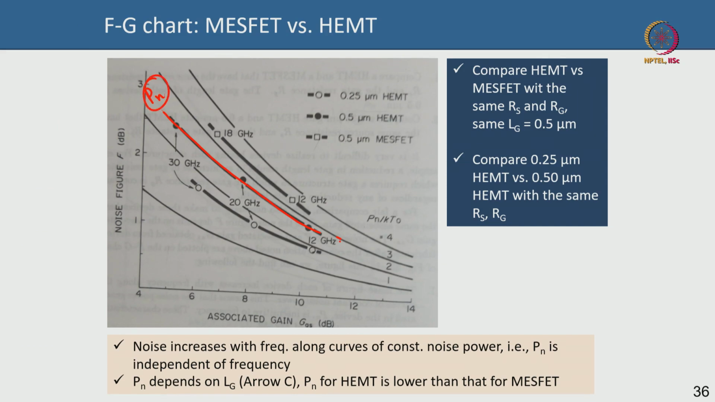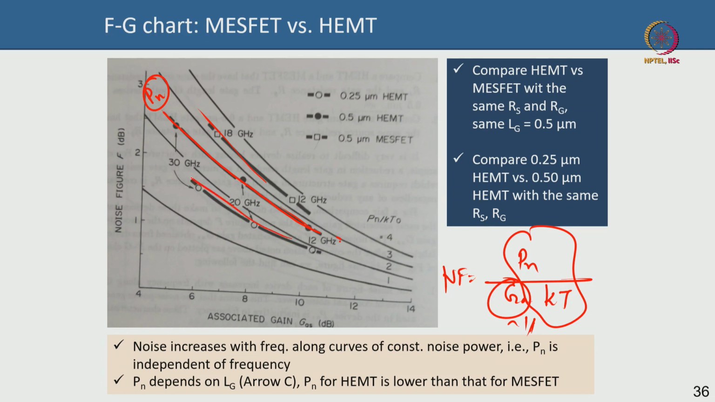Which means the noise power density does not depend on the frequency, but the gain depends, and that is why Pn, if you remember, is Ga by kT. So, this does not depend on frequency, that is why they are going along the constant curve, but the gain depends on frequency as 1 by f, and that is why the noise figure is increasing with higher frequency, they are going along the constant noise power. So, the noise power is independent of frequency. It also depends on the gate length. I already showed you that. It also depends on the velocity, which we also discussed.